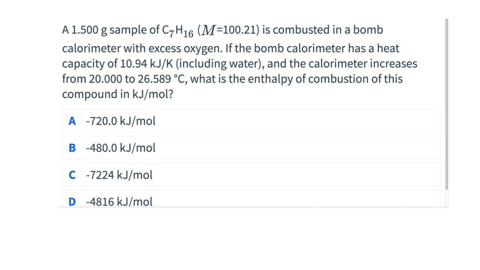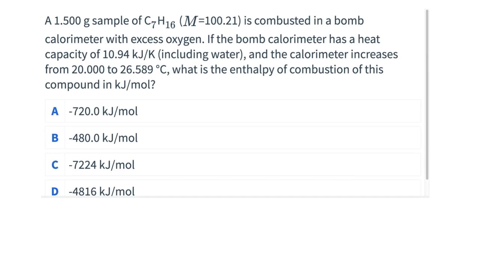So here we're told that we took a 1.50 gram sample of heptane, and it's combusted in a bomb calorimeter with excess oxygen. If the calorimeter has a heat capacity, that's the CCal, of 10.94 kJ per Kelvin, including the water that surrounds the cell, what is in the calorimeter increases in temperature from 20.000 to 26.589 degrees C. So we're going up in temperature for the calorimeter, for the surroundings. What is the enthalpy of combustion of this compound? Also units kJ per mole.